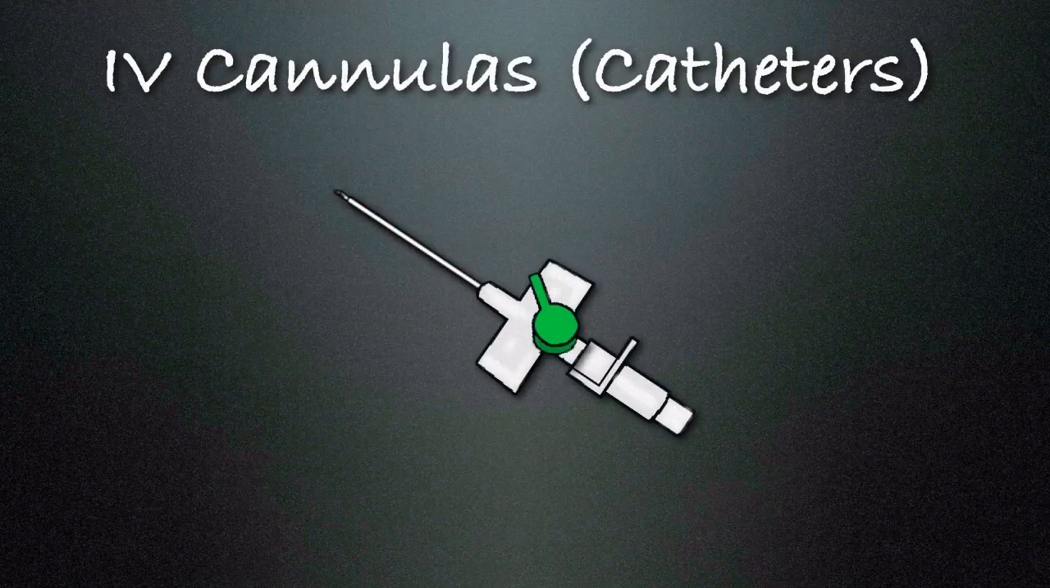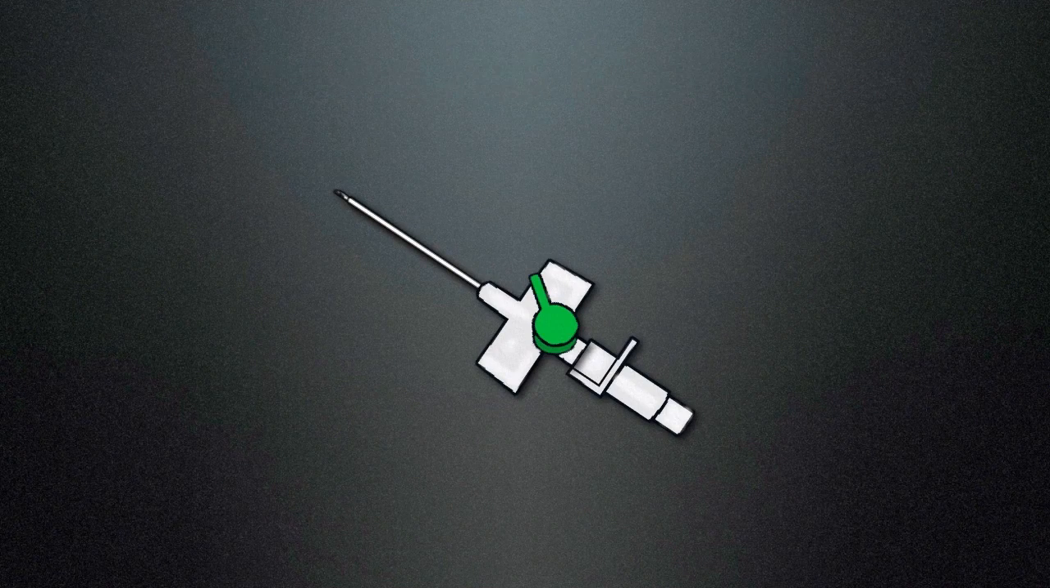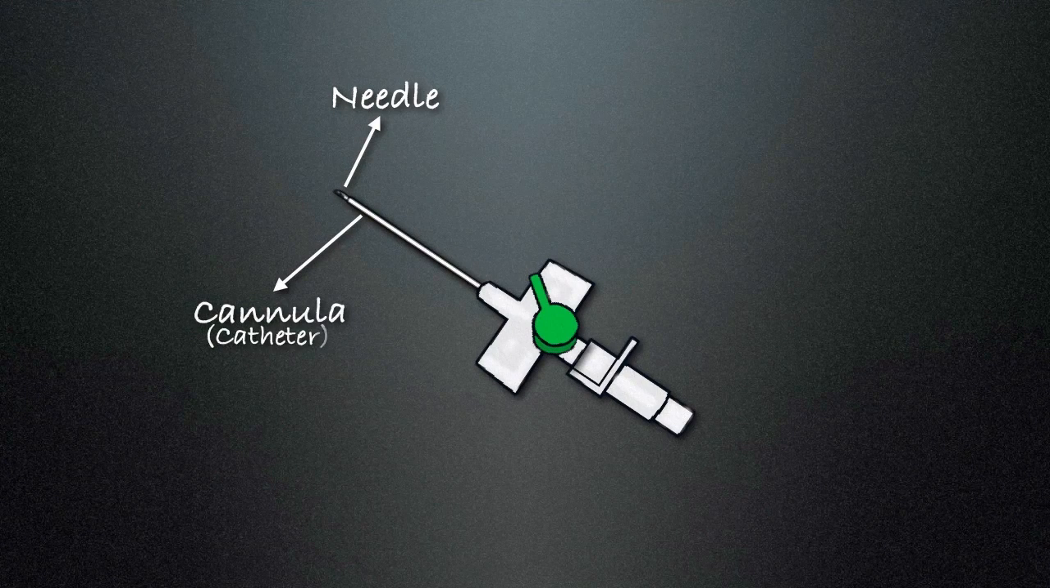Now let's take a look at IV cannulas. There are many different types and varieties of IV cannulas, but the basics remain the same. There is a needle, and covering the needle is a plastic, flexible cannula, also known as a catheter. Notice that the needle sticks out beyond the length of the cannula. This is so that you can insert it through the skin and into the vein.